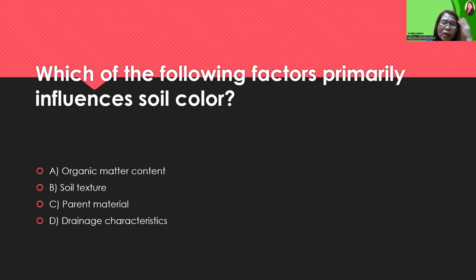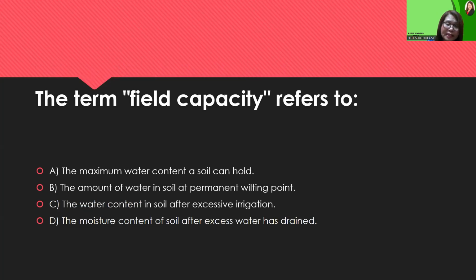Next question. Which of the following factors primarily influences the soil color? Is it A, organic matter content, B, soil texture, C, parent material, or D, drainage characteristics? Write your answers now. Okay, thank you very much. The right answer is parent material. That's letter C.